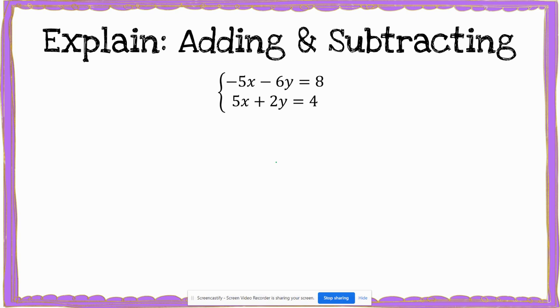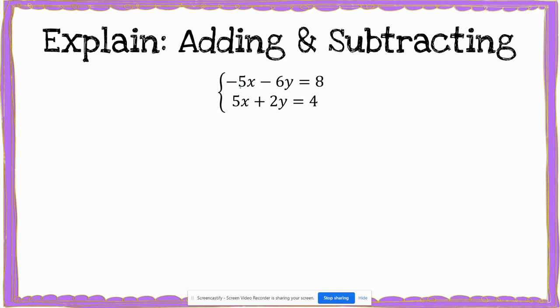Let's look at our first example. You see negative 5x minus 6y equals 8. And you also have the equation 5x plus 2y equals 4. We can see that we need to figure out the value of both x and y. So we start by looking in our equations and seeing if we have any coefficients that are zero pairs.